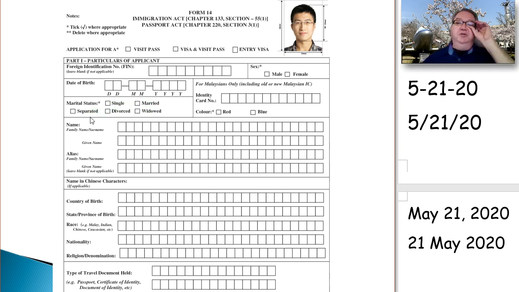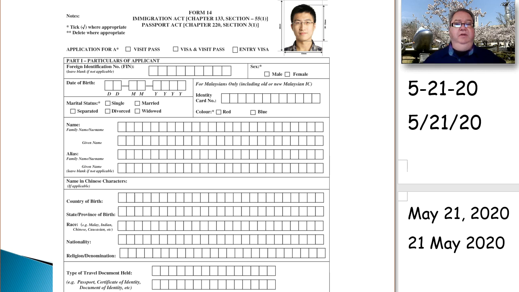Separated means you're married but living apart because of marital problems, difficulties. Okay? Not just because maybe one of you is working in a different city, but separated because of some problems in the marriage, which means that you'll probably get divorced later, but you're not yet, so you're just separated. It's a legal status. Okay? Divorced, of course you know that.